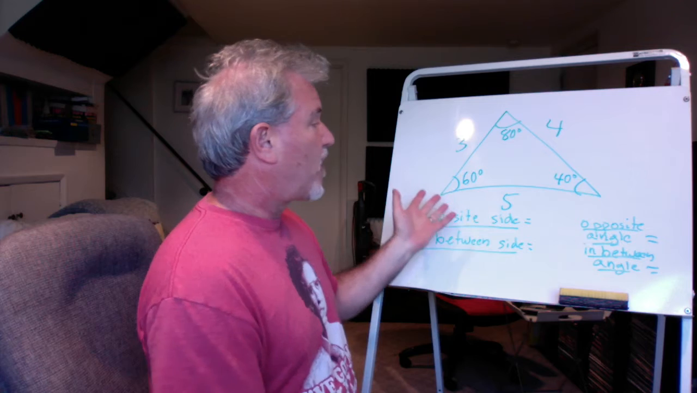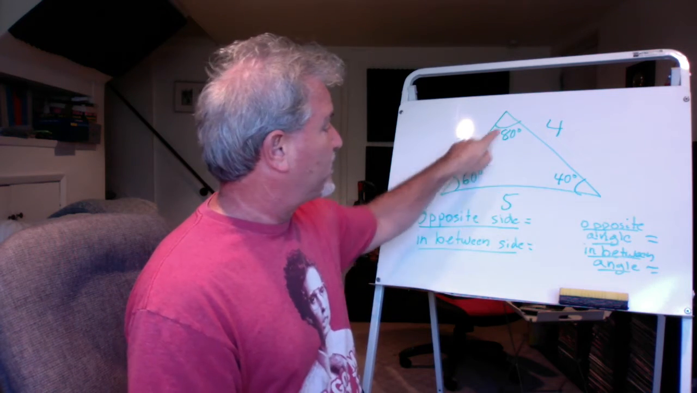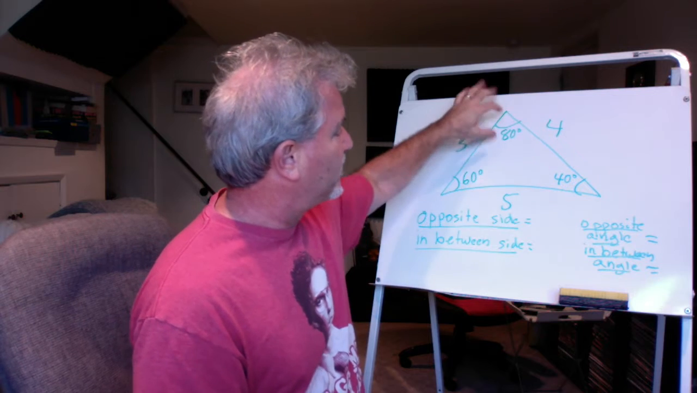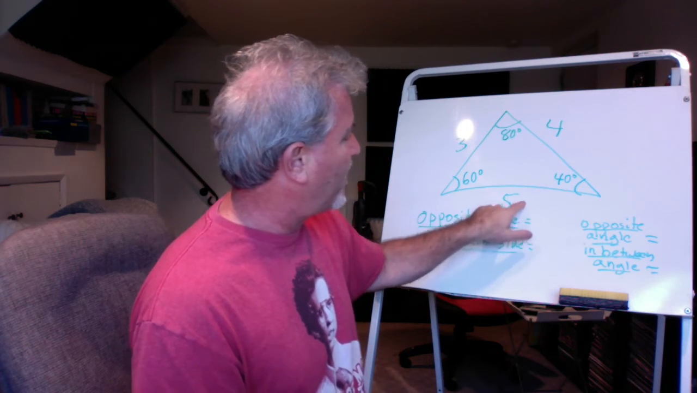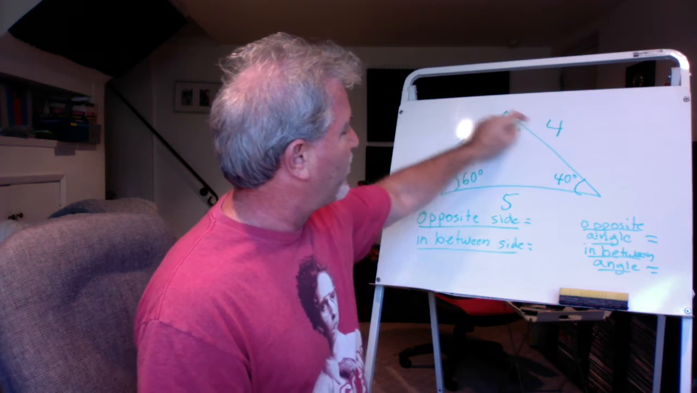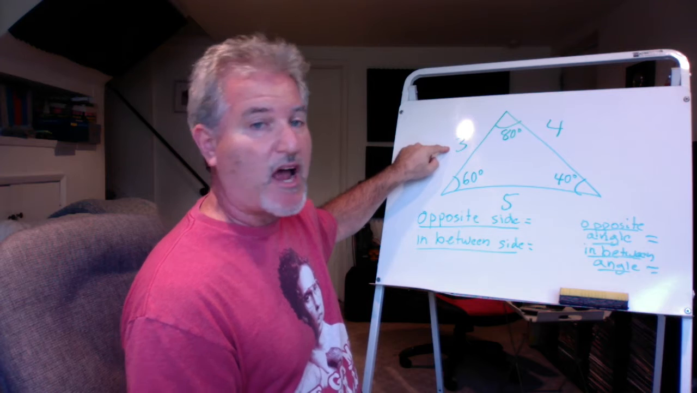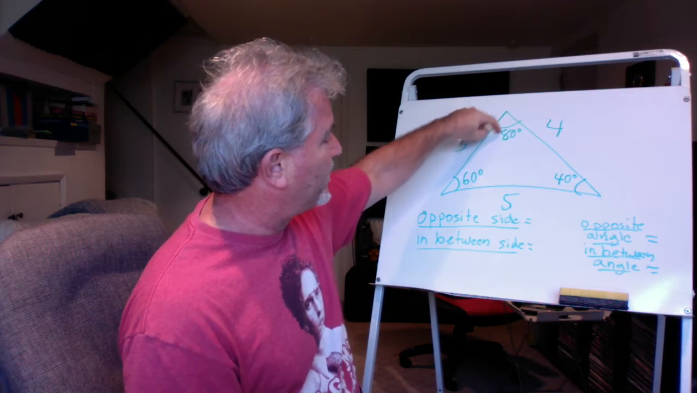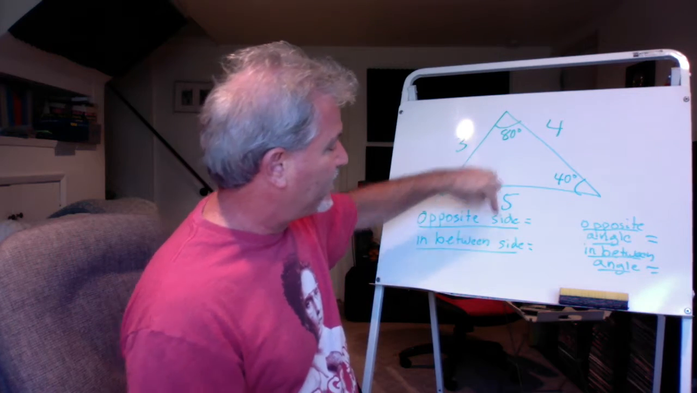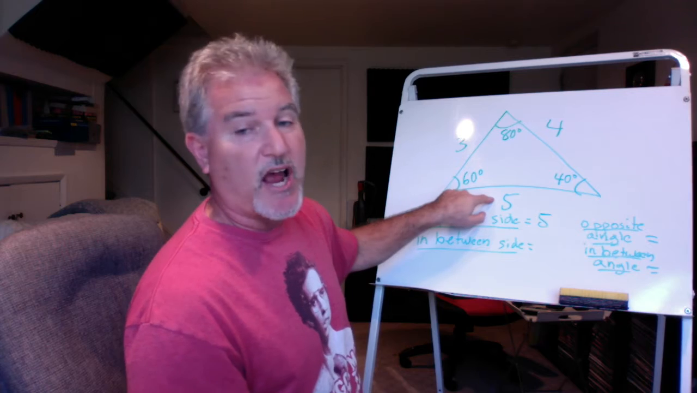Triangles have three sides and three angles, and they're all positioned differently. This is angle here, angle here, angle here. This is the side length to here, 5. This is the side length to here, 4. This is the side length to here, 3. So if I want to know what is the side length that's opposite 80 degrees, I locate 80 degrees, and opposite it is side length 5.